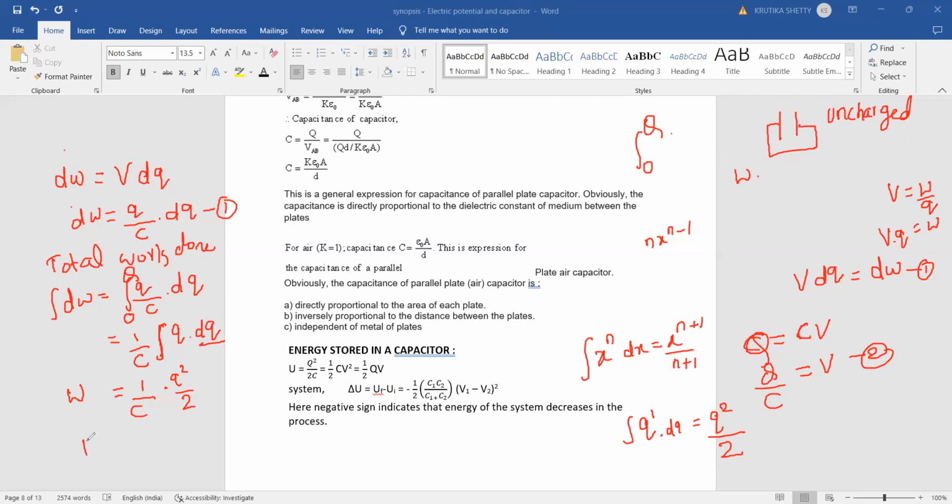This work done is stored in a body as energy. Therefore energy is equal to q square upon 2c. Actually, what we did here is we took the integration limit 0 to q. I hope you know the limit substitution, that is upper limit minus lower limit. So this is equal to q square upon 2c minus 0 square upon 2c. So 0 divided by anything is 0. Therefore q square upon 2c is the energy stored in a capacitor.